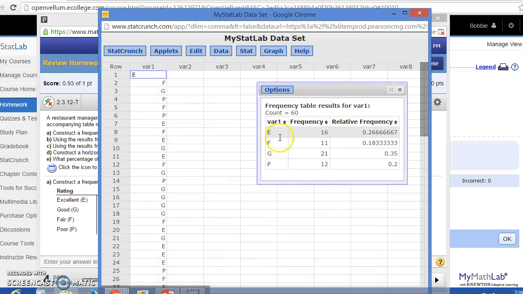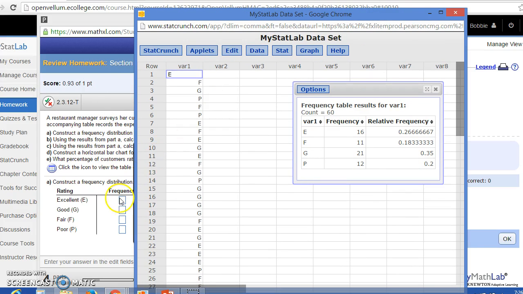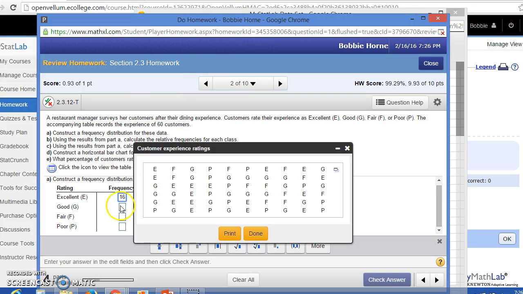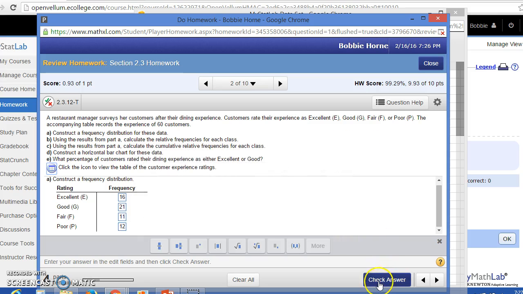And be careful when you get your information because it's not in exact order as our chart over here. So make sure you read it correctly. Excellent is 16, good is 21. So 16, 21, 11, and 12. So we'll enter that in: 16, 21, 11, and 12. Okay, and we will check our answer.